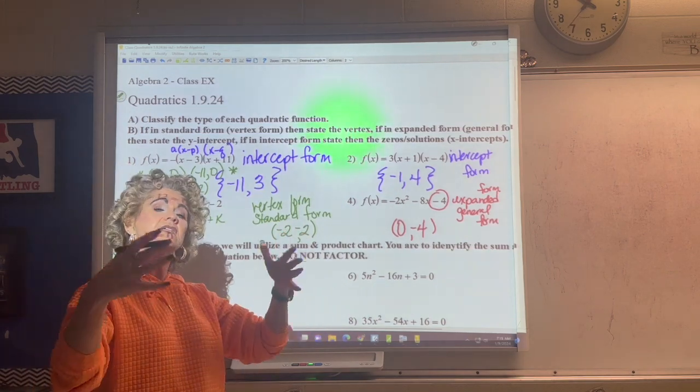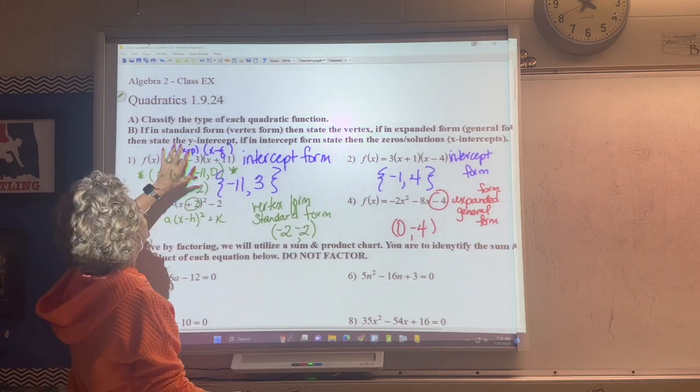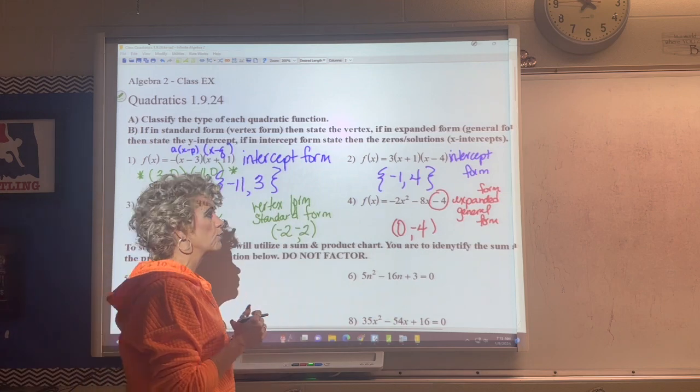Now, I know we always list things least to greatest, but when we're listing intercepts, it doesn't really matter. You can put your smallest x-intercept on the left, but truly there isn't a proper form on that one.